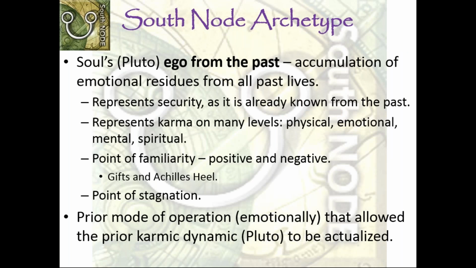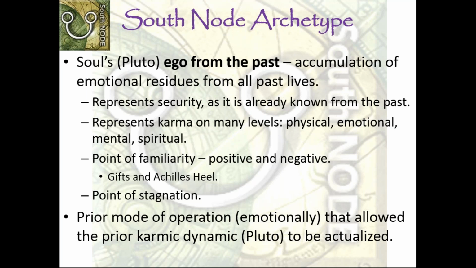The South Node archetype, this is the soul's ego from the past. It's the accumulation of all the emotional residues from our past lives. It represents security in general, as it is already known from the past. It can represent karma on many levels, physical, emotional, mental, spiritual. It is a point of familiarity, positive and negative.